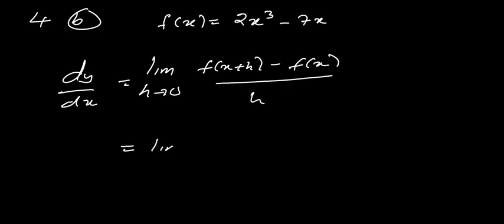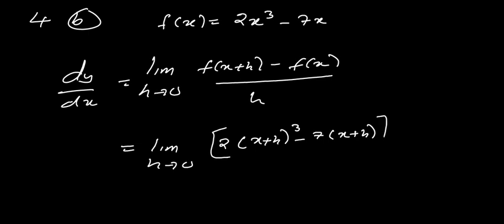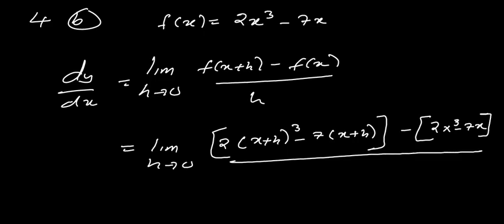This is the limit as h approaches 0. We replace wherever there's x, we put x plus h in the function. So that's going to be 2 times x plus h to the power 3 minus a 7 with an x plus h as well. Put this in brackets because this has to subtract the original function, which is 2x to the power 3 minus 7x. Everything down has an h.